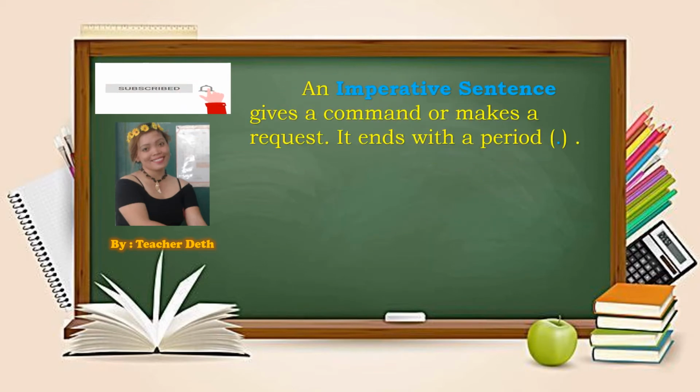Our third kind of sentence is the imperative sentence. An imperative sentence gives a command or makes a request. Then it ends with a period, same thing with our declarative sentence or telling sentence. The punctuation that we are using is a period. So let's have this example.